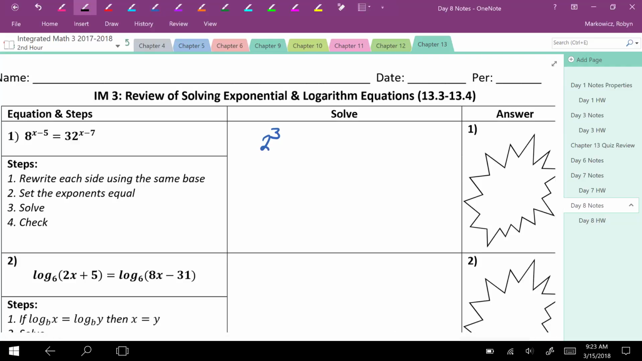So 2 cubed is 8, so then I'm going to bring over my exponent that was there, the x minus 5, equal to 2 to what power would give you 32? 5. 2 to the 5th, with the same exponent of x minus 7 there. Now that I have a common base, what can I do? You're going to cross out the 2's and then you're going to get 3x minus 15.